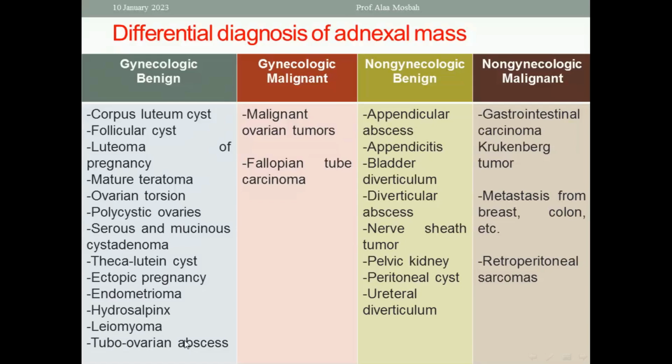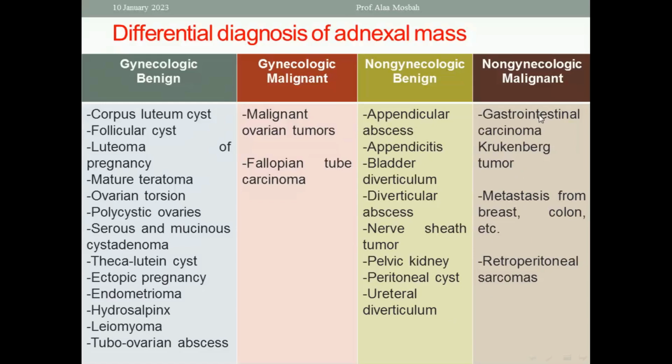Tubo-ovarian abscess, all these gynecologic benign lesions. What about the gynecologic malignant lesions, like malignant ovarian tumor, like fallopian tube carcinoma? Okay, let us go to the non-gynecologic lesions, whether benign or malignant. Benign: appendicular abscess, appendicitis, bladder diverticulum, diverticular abscess, pelvic kidney, nerve sheath tumor, urethral diverticulum, peritoneal cyst.